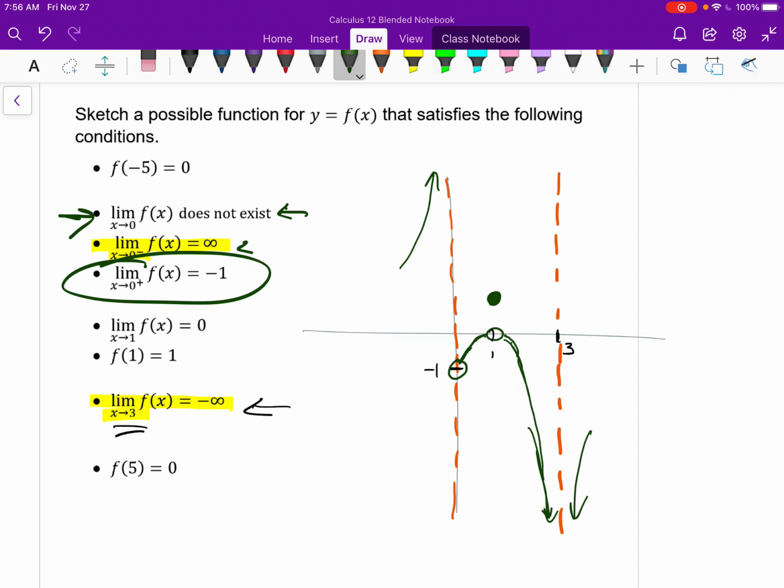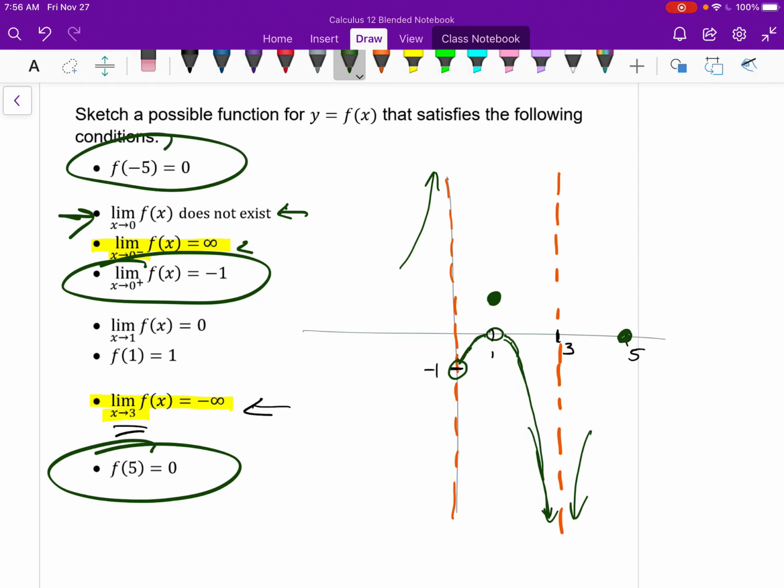Now, what else do we have here? I know that f at 5 is 0. So f at 5 is 0. That means when x is 5, the output is 0. So I'll kind of show that right here. And I know that's not a limit. That's the actual value of the function at 5. So I can put a closed point there.